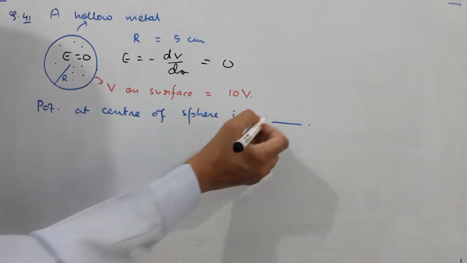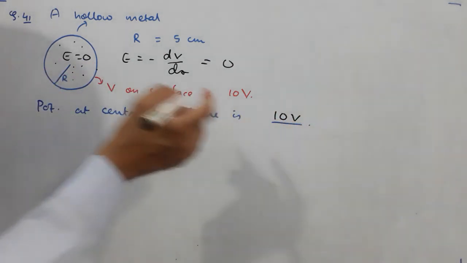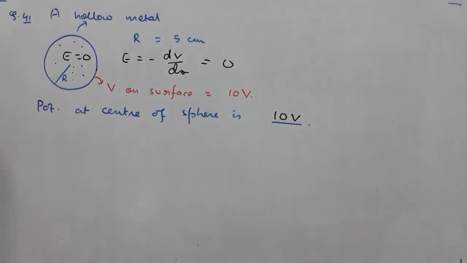Potential on the surface is 10 volt. Therefore for all points inside this metal, the potential will be how much? 10 volts. Not only at the center of the sphere, but at any other point, it will have the same potential. So that is the answer to this question.